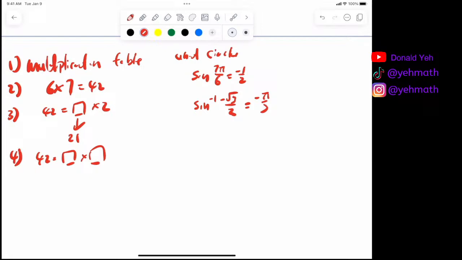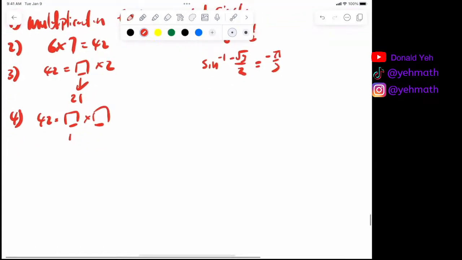6. Yeah, 21 times 2. 2 times 21. 6 times 7. 7 times 6. Okay, if you count that, it's not 6. It could be a negative number as well, right? So it can be a lot of things.